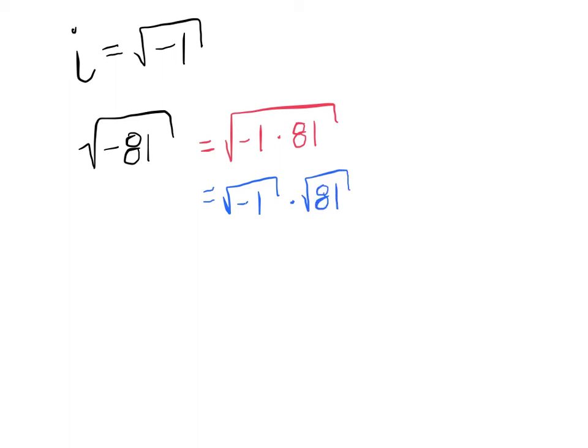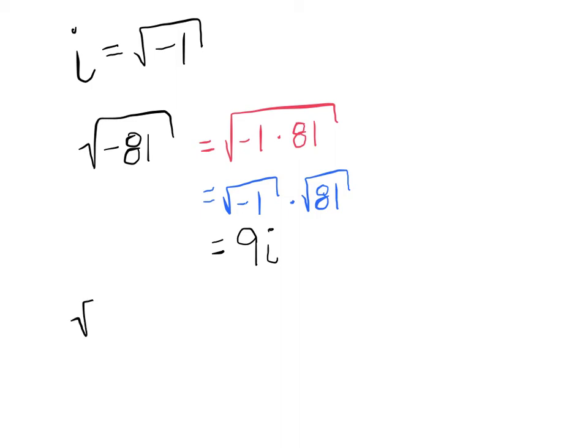The square root of -1 is i, and the square root of 81 is 9. So our solution to the square root of -81 is 9i. Let's look at another one while we're thinking about simplifying square roots.